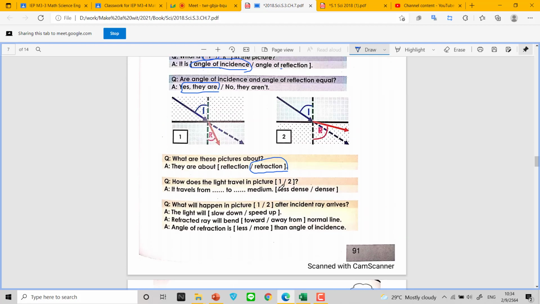Next one, student. How does the light travel in picture one? Does it travel from air to water or water to air? It's easy. It is from air to water.